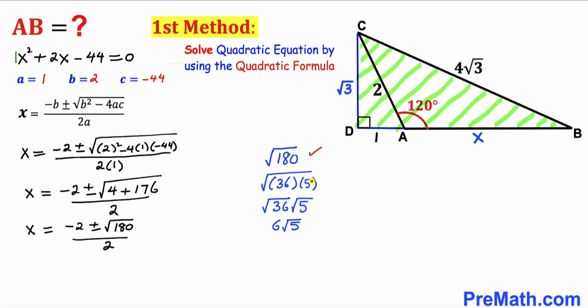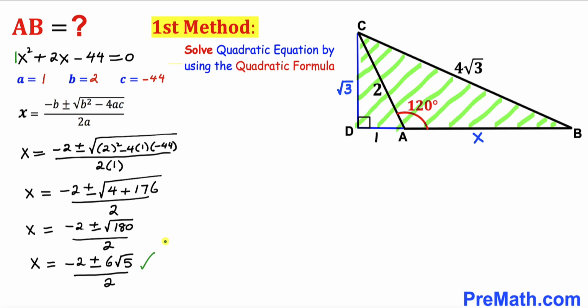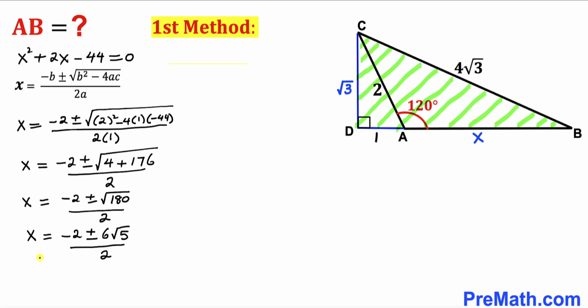And if we simplify this thing, this turns out to be 6 times the square root of 5. So therefore, I'm going to replace this square root of 180 by this 6 times square root of 5, as you can see in this next step. And now we can put this one as a partial fraction.